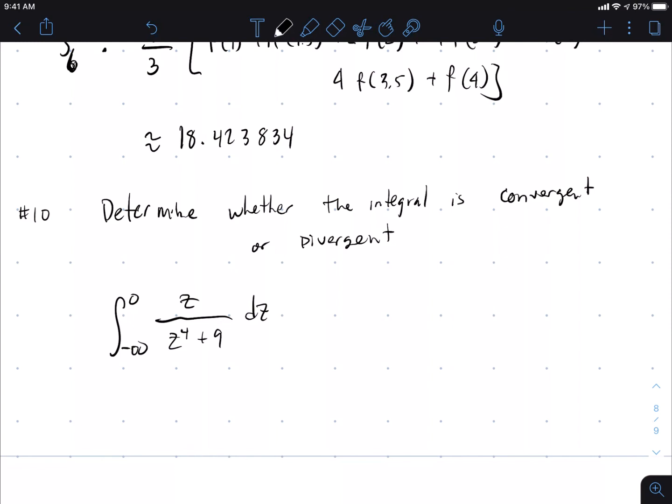Now, if it diverges in WebAssign, does it just have you spell out diverges? Or you probably haven't even done that homework yet.